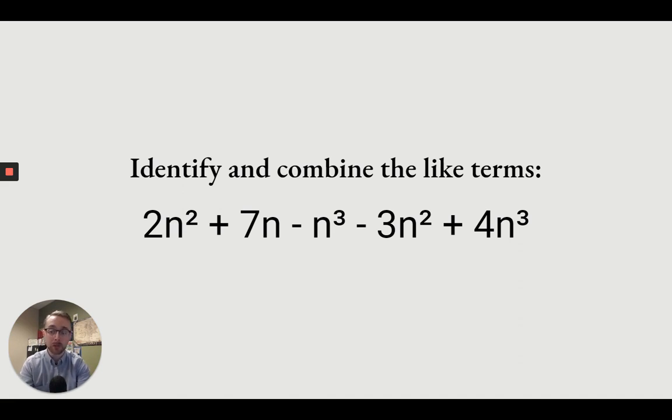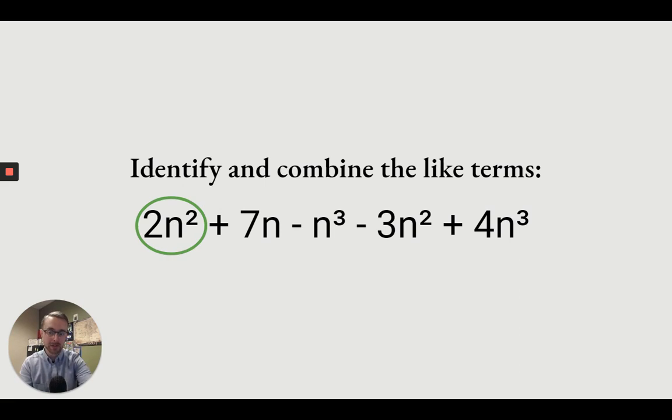So when I'm looking for like terms here, I really need to notice the exponents and only combine those terms that have the same exponent. So let's start with the one on the far left, 2n squared. What term is like 2n squared?